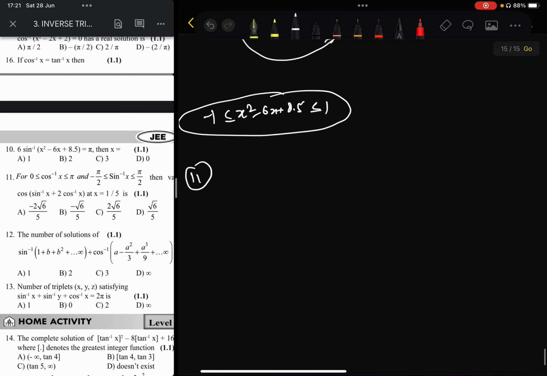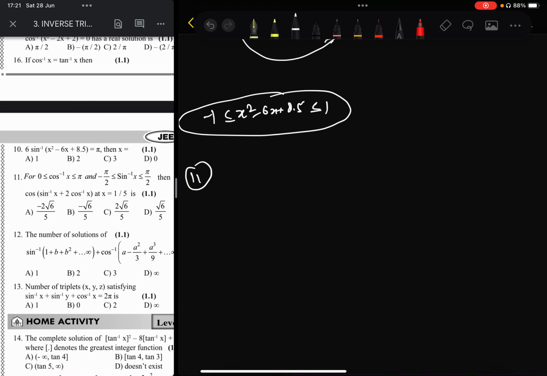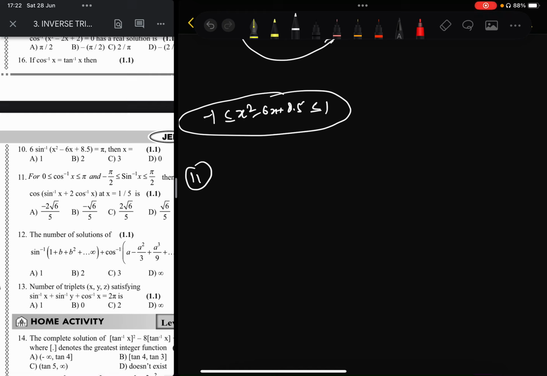So question number 11. Cos inverse x lies between 0 to pi. Yes, this is correct. Sin inverse x lies between minus pi by 2 and pi by 2. This is also correct. So we need to find cos inverse of this thing. It is given x equals 1 by 5.